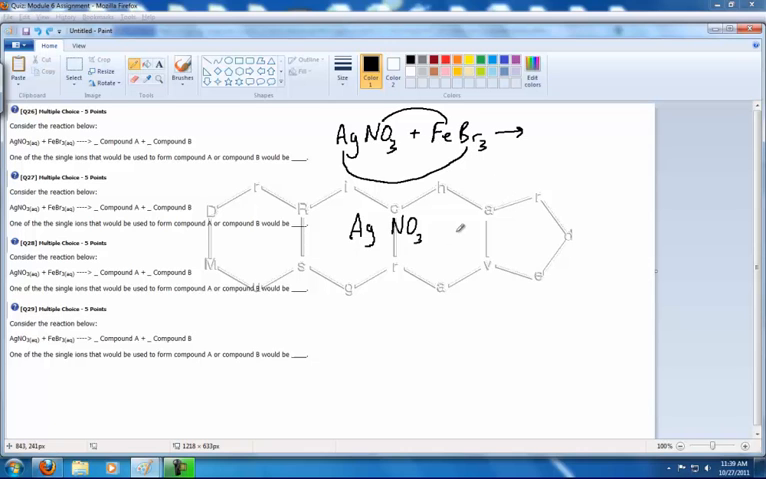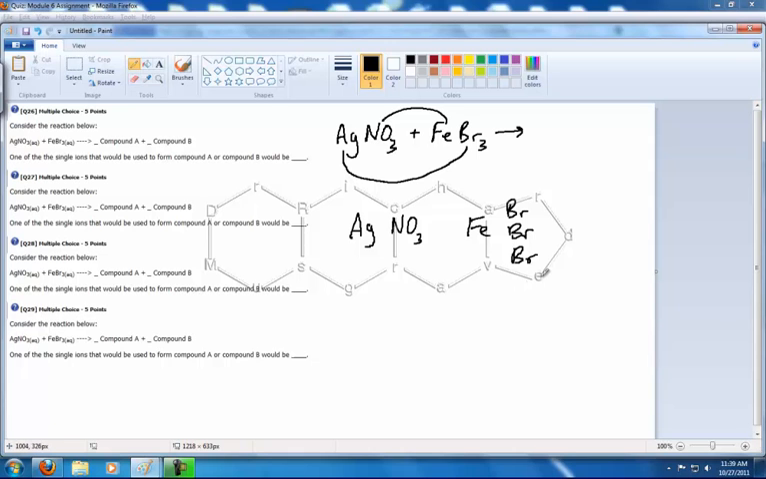Now let's look at the FeBr3. With the FeBr3, we've got Fe and then 3 separate Brs. Now what's the difference between this and this? Well, this was a single polyatomic ion, one unit of NO3. This here is a single element ion, and we're trying to say that there's actually 3 separate Brs right here.